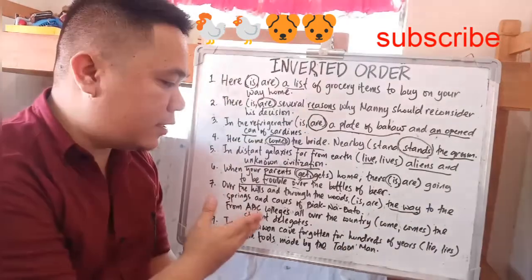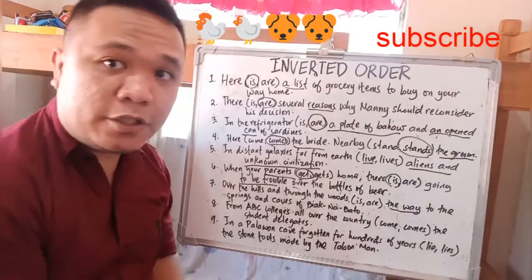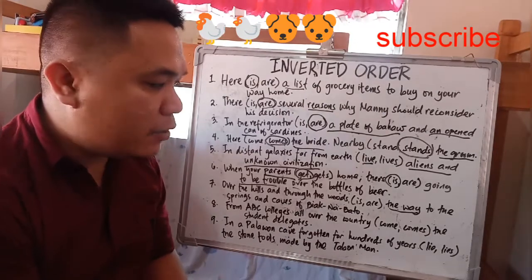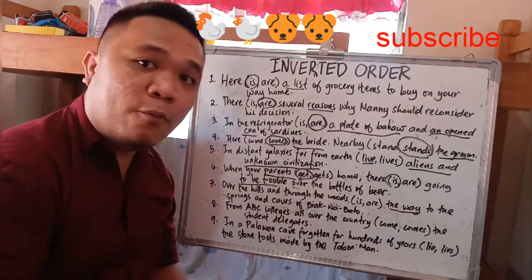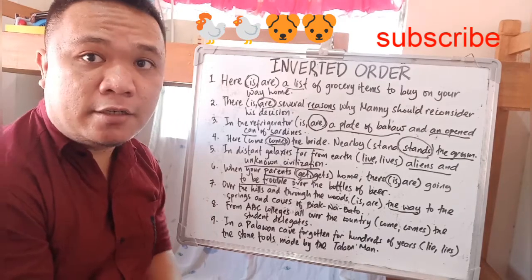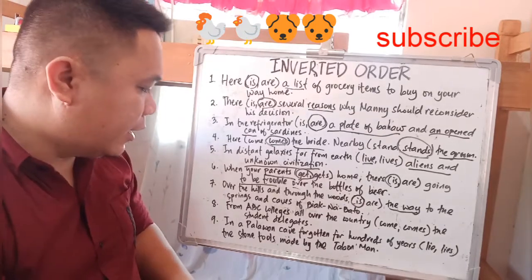Not to the springs and caves of Biak na Bato, because to is a preposition along with other words. So that is not our subject. Our subject is the way. So the way is singular and requires a singular verb, is. Very good. Next, number 8.